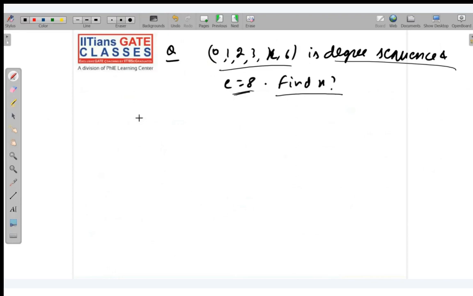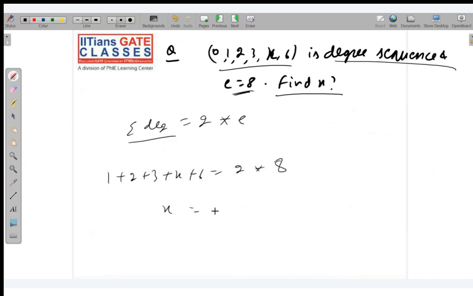Very simple. So I will say, sigma degree is equal to twice the number of edges. So sigma degree will be 1 plus 2 plus 3 plus x plus 6, and that is equal to twice the number of edges. Edges given is 8, so 16. So x comes out to be, you can check that out, 4. Yes, x is 4.